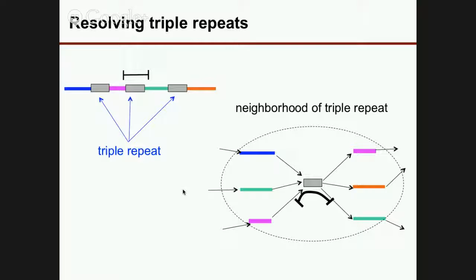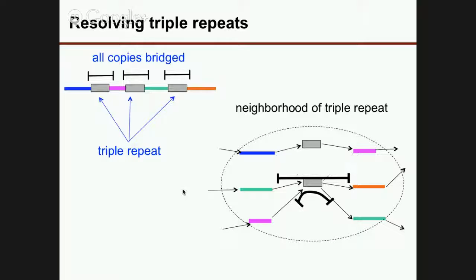Okay? So once I have a bridging read, then I know that I can go from here to here. And if I have bridging reads all over all 3 paths, okay, then I can do the same trick as before and break off these 3 nodes and resolve the repeat. All right.